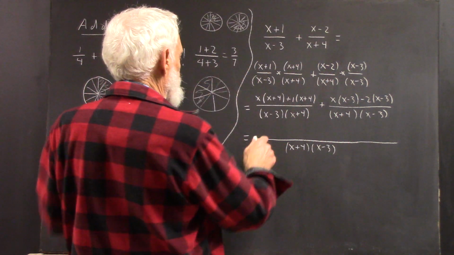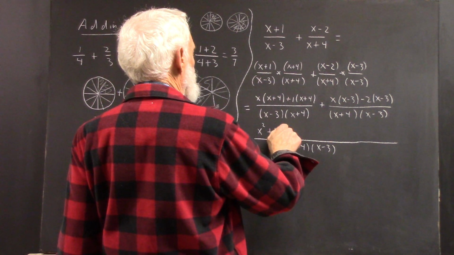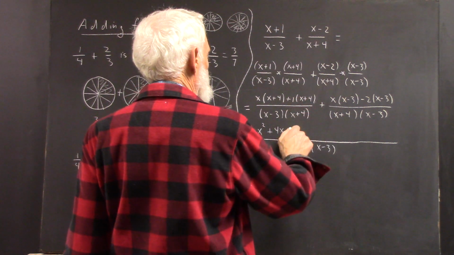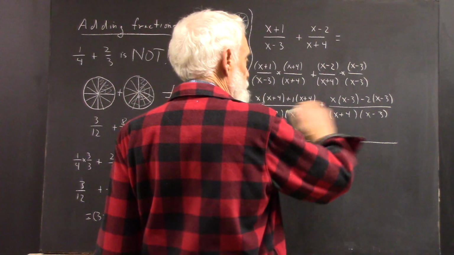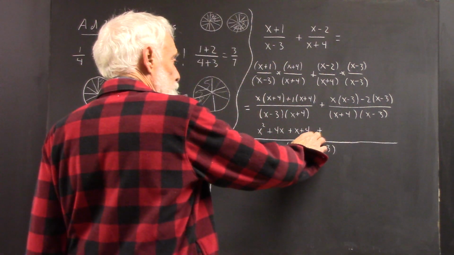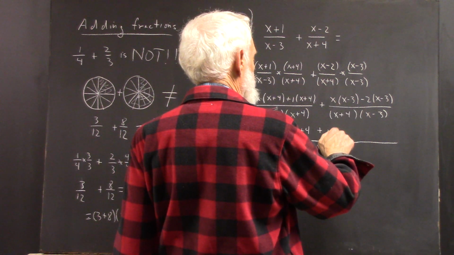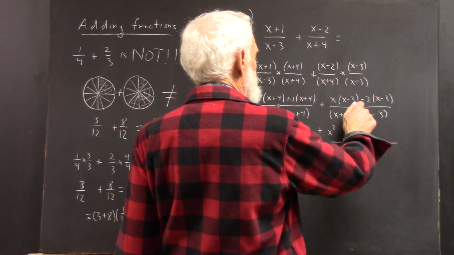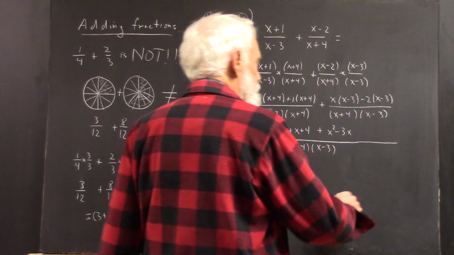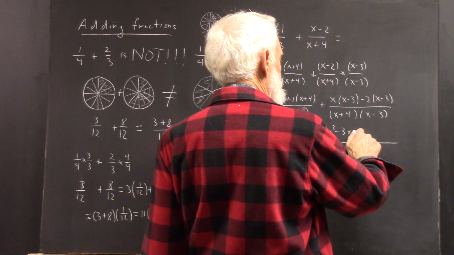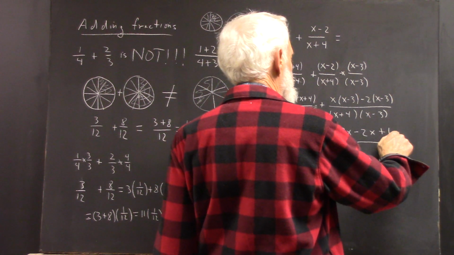Okay, well, x times (x plus 4) is x squared plus 4x, and 1 times (x plus 4) is just x plus 4. And now I can add the two numerators, so I just continue with the plus sign and do this numerator. X times (x minus 3) is x squared. X times negative 3 is minus 3x. And then we have negative 2 times x and negative 2 times negative 3, which is plus 6.